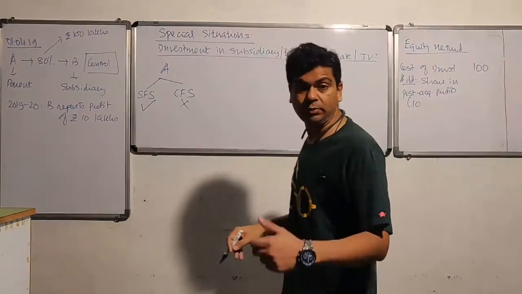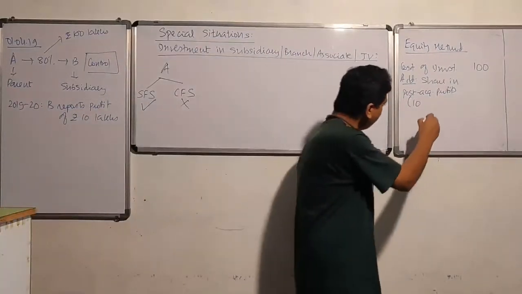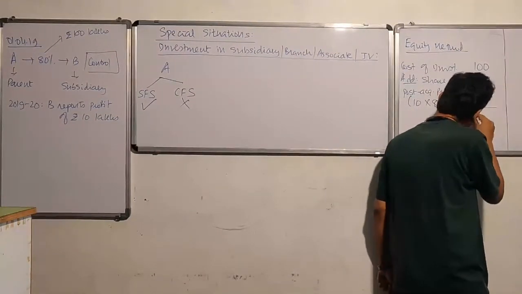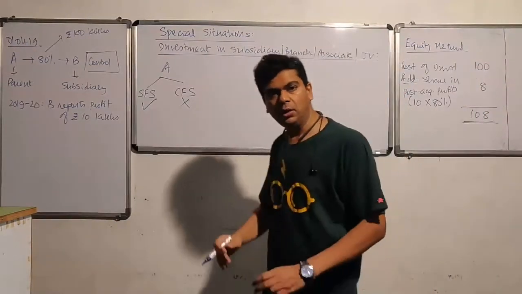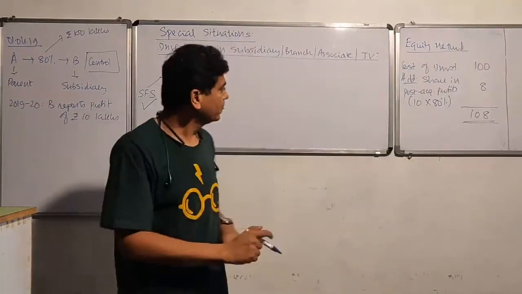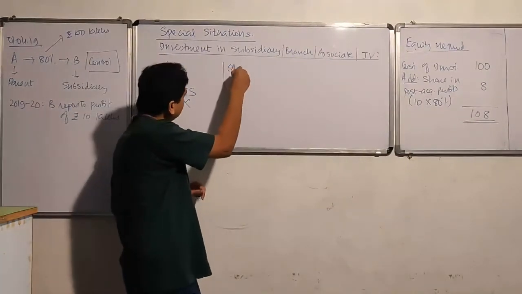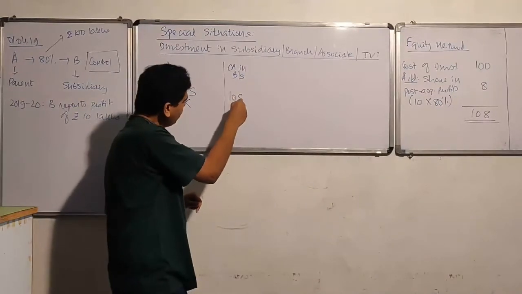If you are following the equity method, you will have to now add the share in post-acquisition profits. Right, after we acquired the shares, B has made a profit of 10 lakhs. Entire 10 lakhs does not belong to A. A is owning 80% shares. So 10 will be multiplied by 80%, so I get 8. And hence the carrying amount is turning out to be 108. So just see what has happened now. When A prepares its separate financial statements, the carrying amount in the balance sheet will be 108.